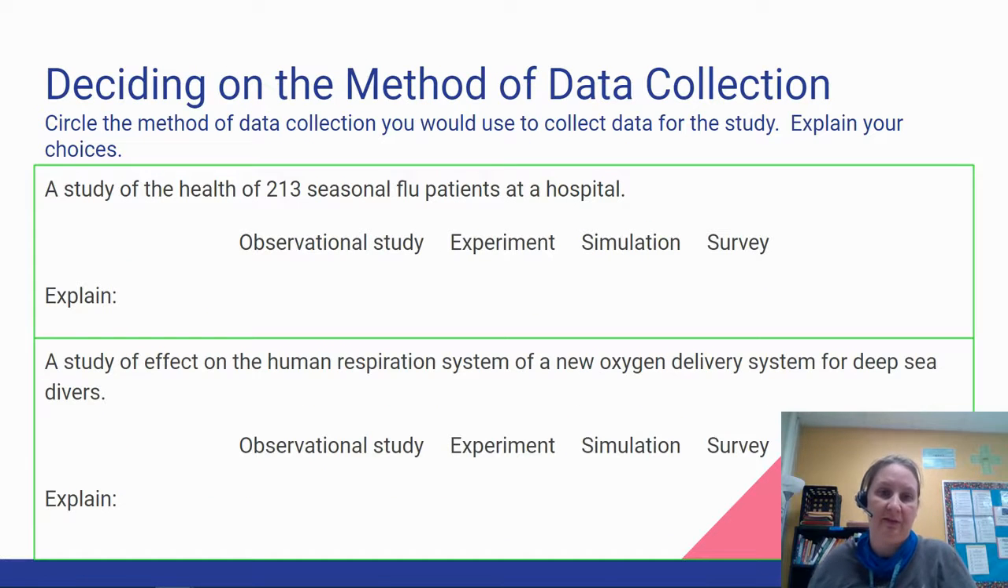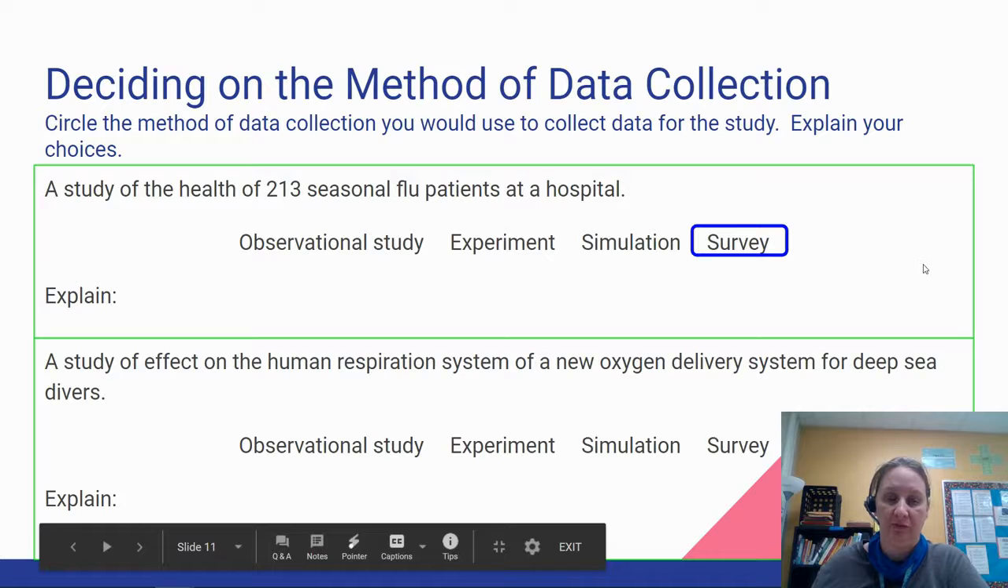Okay, so we're going to do some example problems of trying to decide which type of data collection method you would use. So the first one is a study of the health of 213 seasonal flu patients at a hospital. Is this an observational study, an experiment, simulation, or survey?